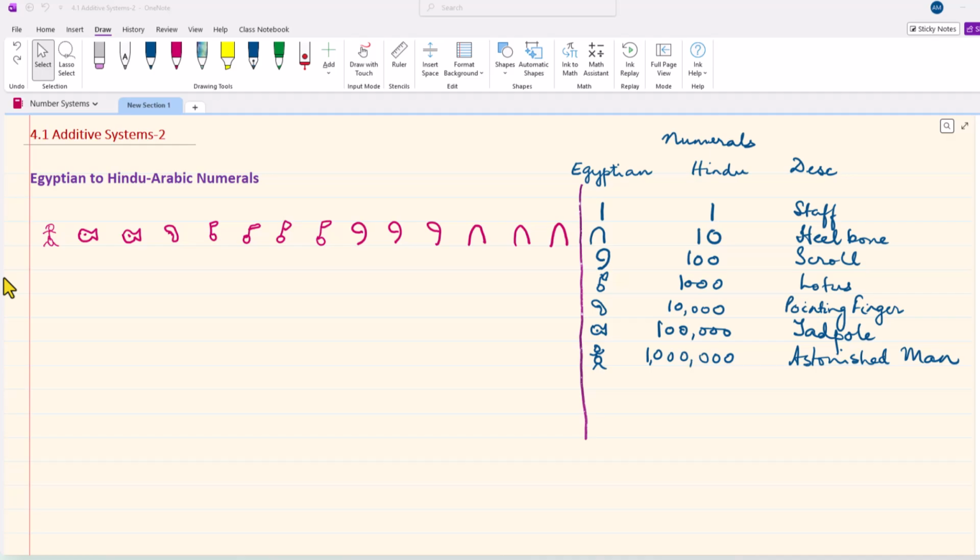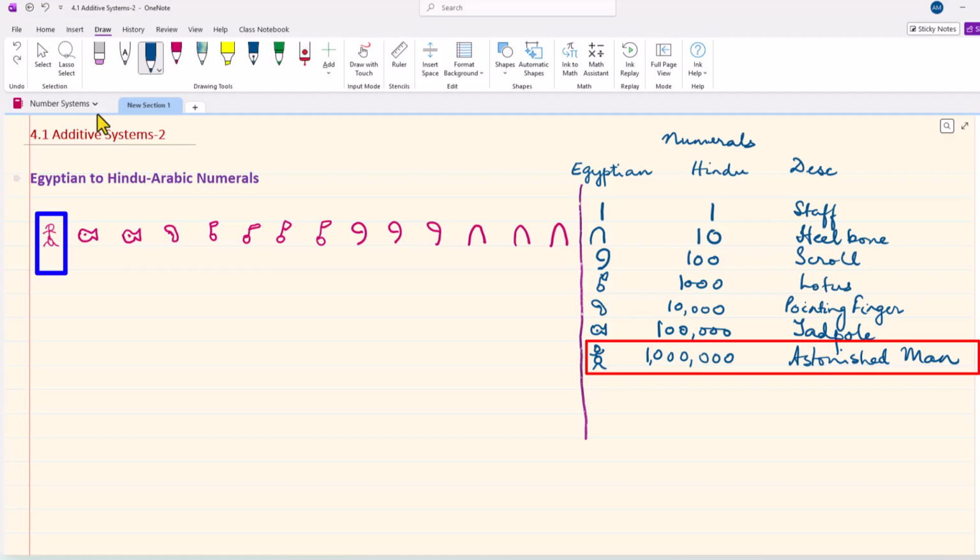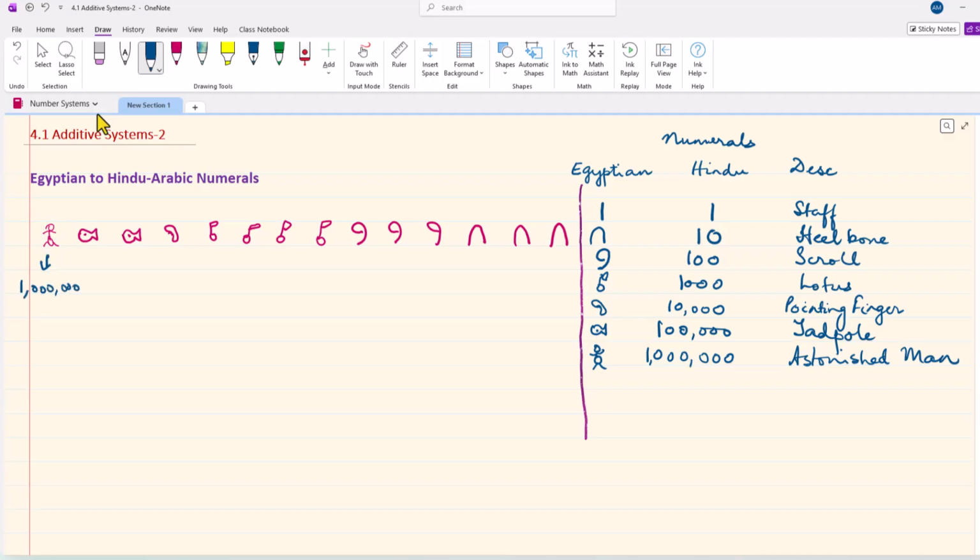I'm going to take a look at each of these symbols and write their Hindu equivalent. So the first one here, and I'm going to move from the left to the right, is an astonished man, and that has a value of 1 million. So let me write that here. It has a value of 1 million. All right. See, it's already causing some clutter here. Now the next one is a tadpole, and that has a value of 100,000.